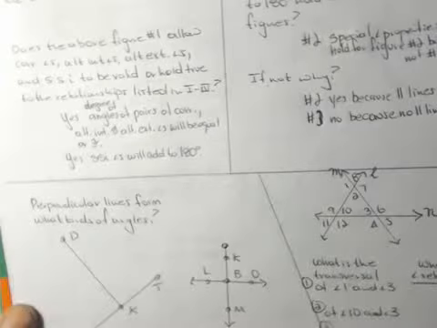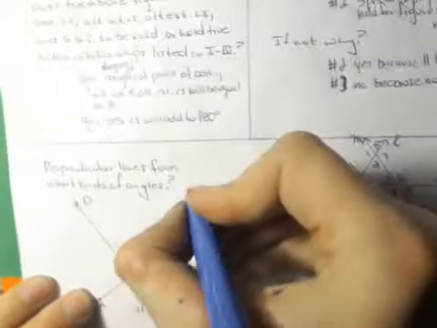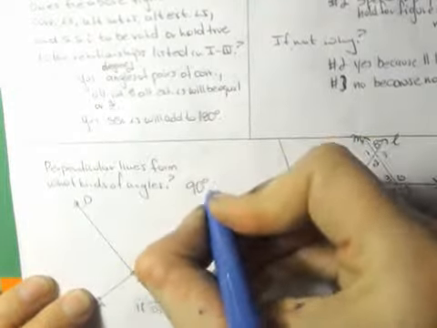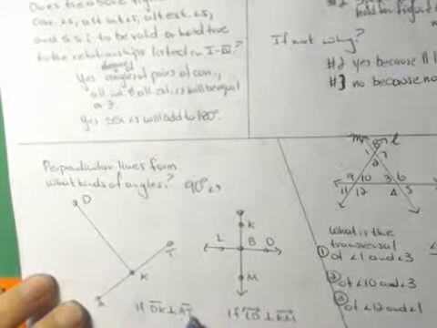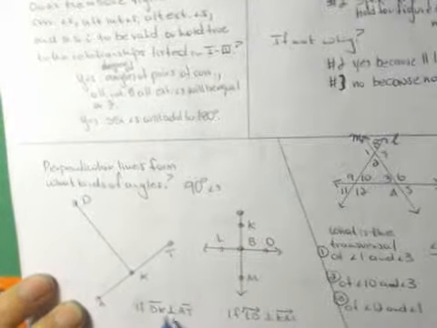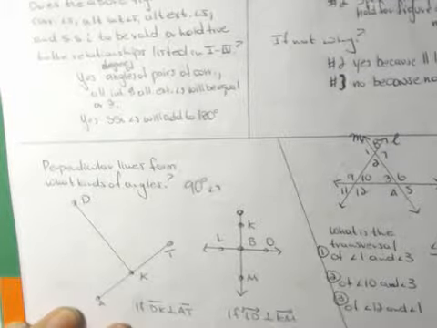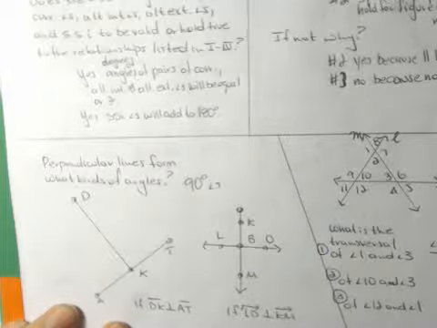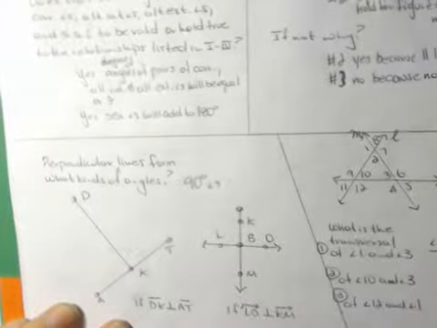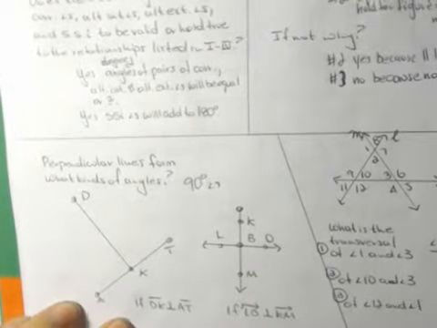Okay, so moving on. Perpendicular lines form what type of angles? They form 90-degree angles. So if we say that line segment DK is perpendicular to line segment AT, this upside down T is a symbol for perpendicular. I'm not going to say perpendicularity.